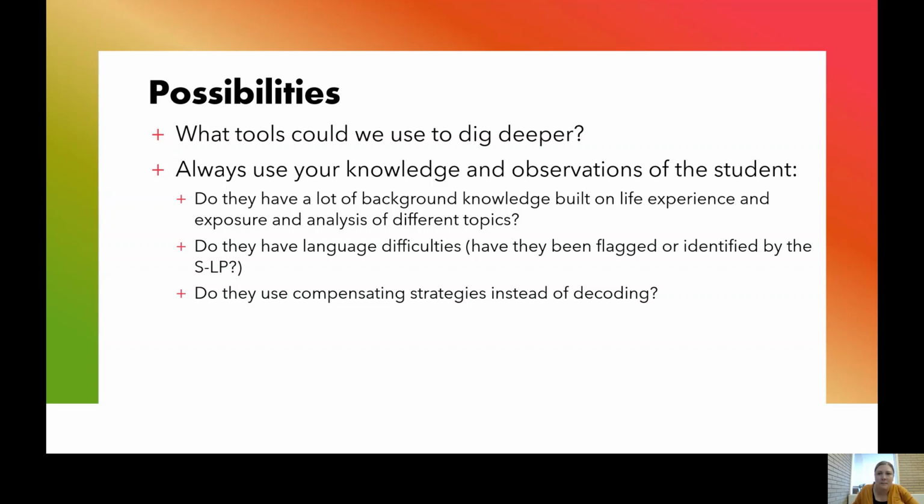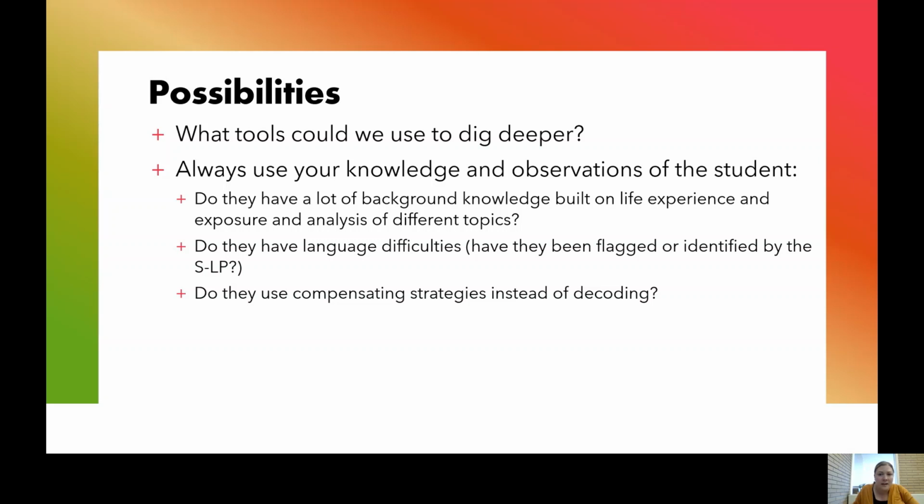The first thing to spend some time thinking of is your own knowledge and observations of the student. Do they have a lot of life experience and exposure to different topics, giving them a lot of background knowledge? This is very important in order for students to be able to read well. Another consideration is whether or not they have speech or language difficulties, as this can significantly impact reading and comprehension.